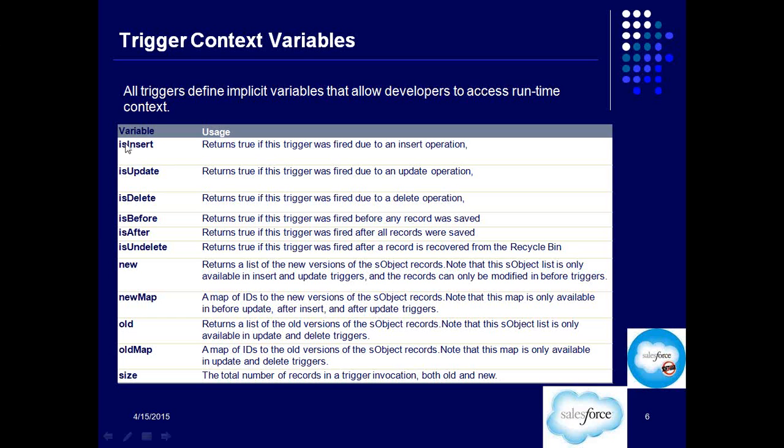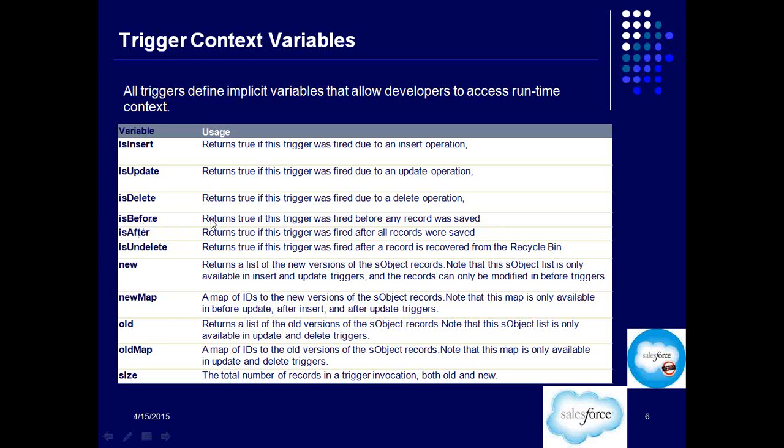So the first variable is insert. Okay, the data type for this variable is a boolean. It either returns a true or a false. Okay, it returns true if this trigger was fired due to an insert operation. Quite logical. Insert is a variable which returns true if it's an insert operation. So if the trigger was fired from an insert operation, it returns true. Same way is update, returns true if the trigger was fired due to an update operation. Is delete, returns true if the trigger was fired due to a delete operation.